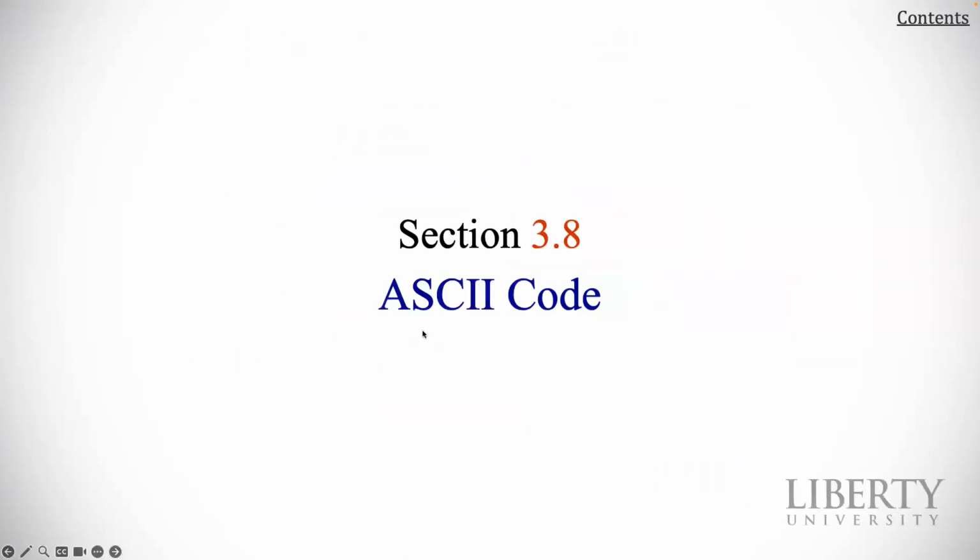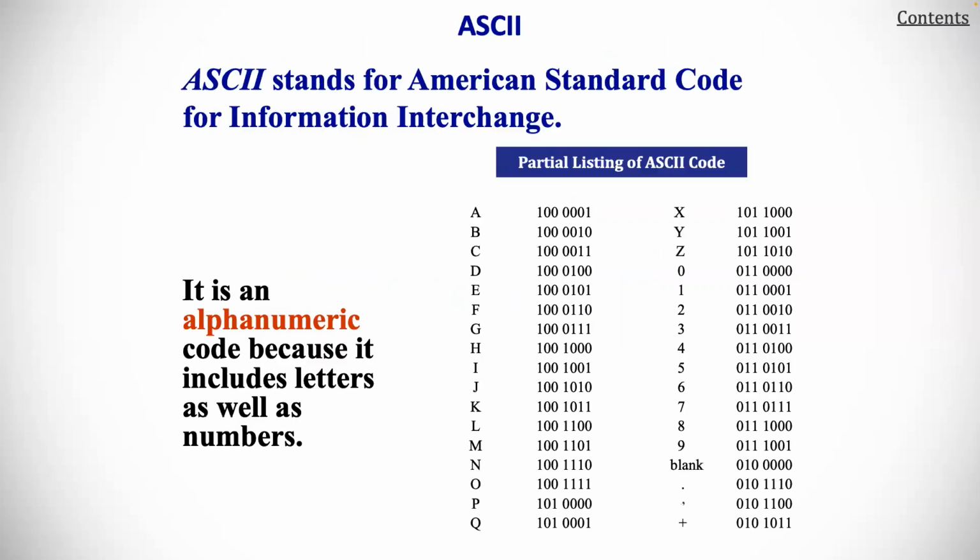Now for ASCII code, this is a way of how we encode numbers and letters in a binary format. This is what it would look like here. This is a partial listing of the ASCII code set. ASCII stands for American Standard Code for Information Interchange. There's also an international designation that uses a different name, but it is an alphanumeric code because it includes letters as well as numbers. So this is how you encode it into binary for each one of these things.